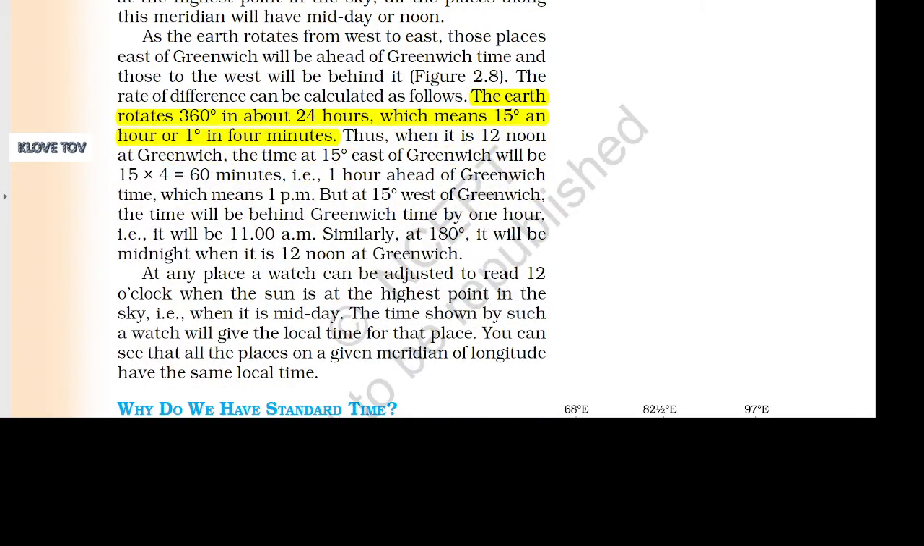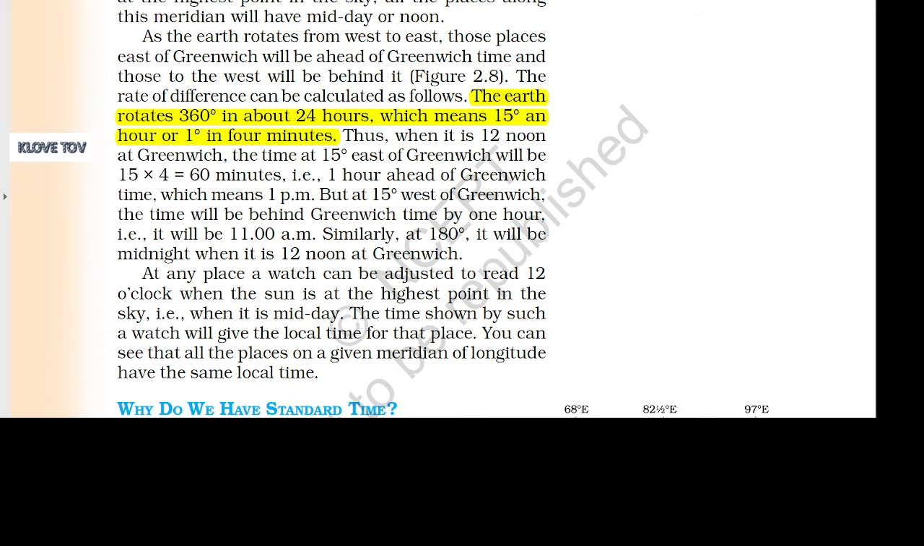As the earth rotates from west to east, those places east of Greenwich will be ahead of Greenwich time, and those at the west will be behind it. Figure 2.8. The rate of difference can be calculated as follows. The Earth rotates 360 degree in about 24 hours, which means 15 degree an hour or 1 degree in 4 minutes. Thus, when it is 12 noon at Greenwich, the time at 15 degree east of Greenwich will be 15 into 4, that is 60 minutes. That is 1 hour ahead of Greenwich time, which means 1 p.m.